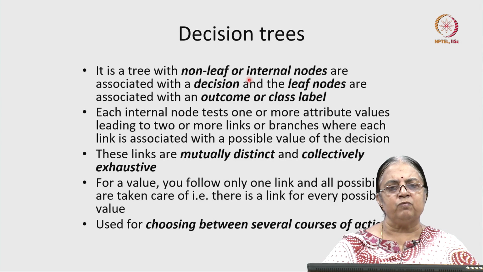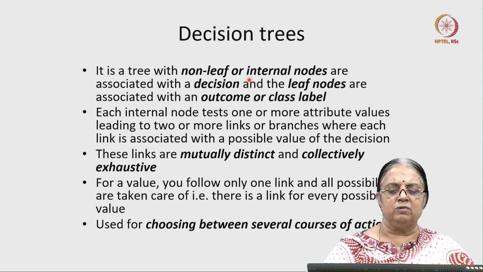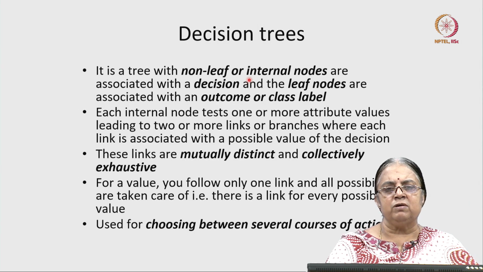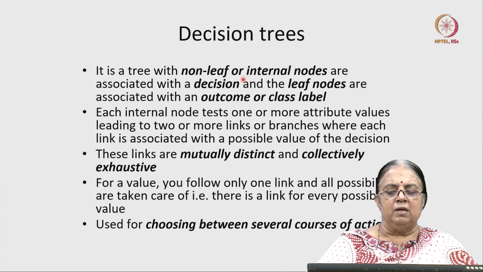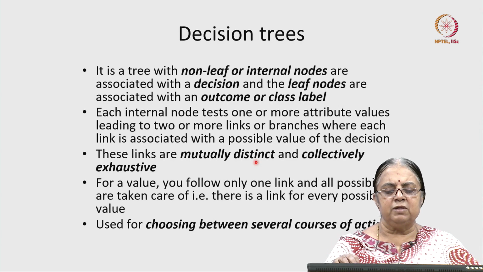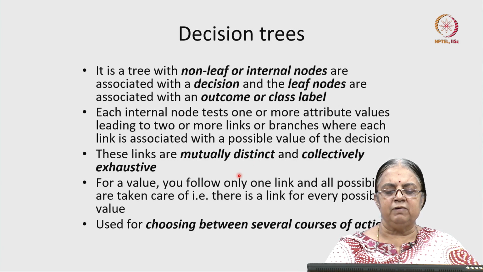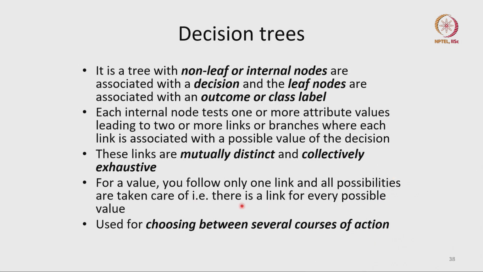So, in the internal node it will test one or more attributes. Okay. It is possible it is just one attribute, it could be more than one attribute which is being tested at a node, and depending on the test it takes one of the output branches which go out from it. And these links are mutually distinct and collectively exhaustive. This is because if you have the feature taking a certain value, it should be going only on one of the output branches. That is why they are mutually distinct and collectively exhaustive, because if you have the feature taking a value and it does not come in any of the branches which are coming out, that is not correct, right. So, it has to be collectively exhaustive. For a value you follow only one link and all possibilities are taken care of. Whatever the feature value may be, there will be one link along which it goes.